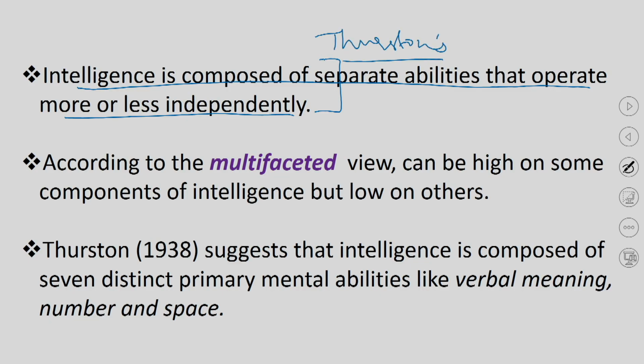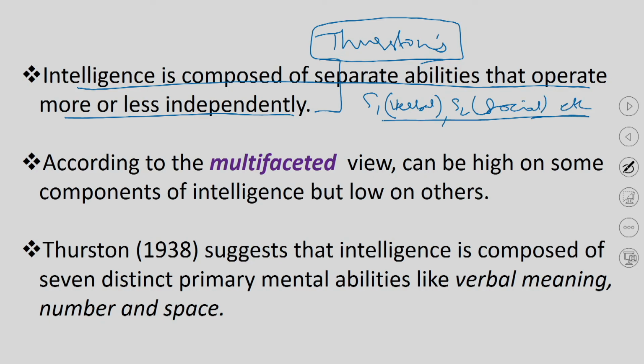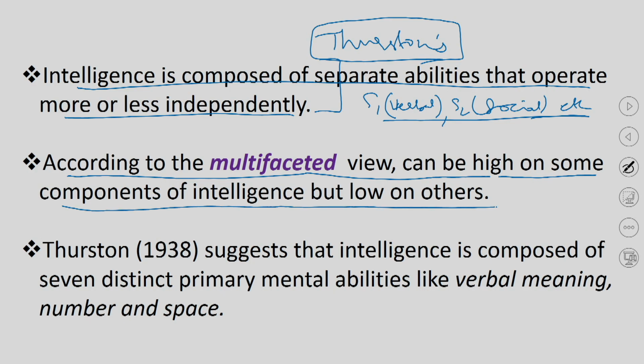Thurston believes that intelligence is composed of several abilities that operate independently of each other. So, it could be S1, for example, for verbal, S2 for your social skill, and so on and so forth. Different skills combine together to form your intelligence. Now, according to the multifaceted view, people can be high on some components of intelligence, but low on others.